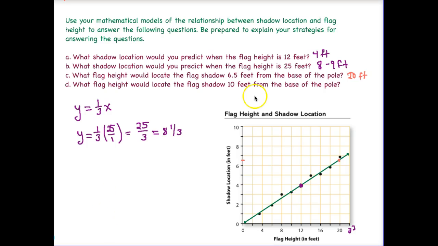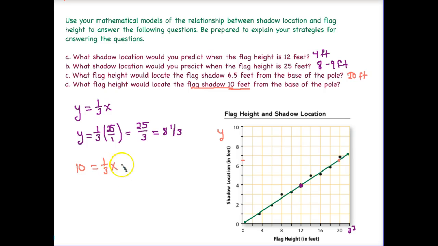But the question is, where do we put the 10? You have to be careful to make sure you put it in the right variable so that you get the right answer. What does the 10 feet represent? The given is the flag shadow. The flag shadow is our y variable. That's given. So in our equation this time, we would need to put the 10 in place of the y, not the x.